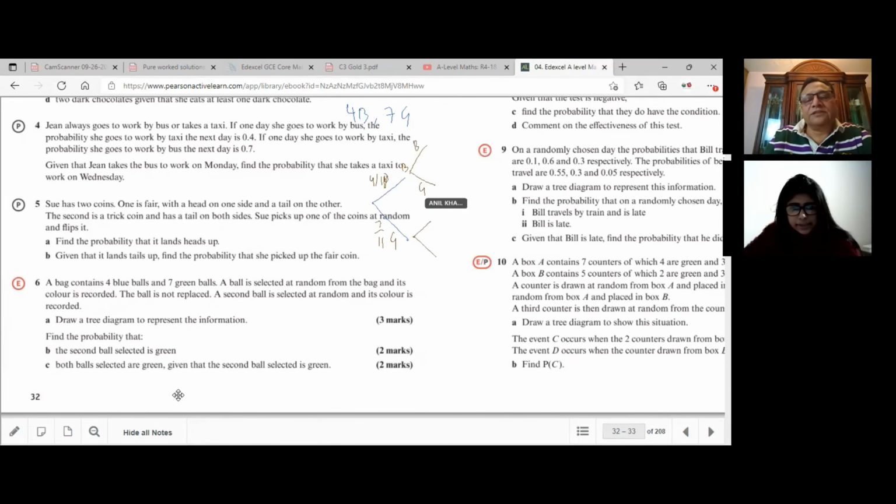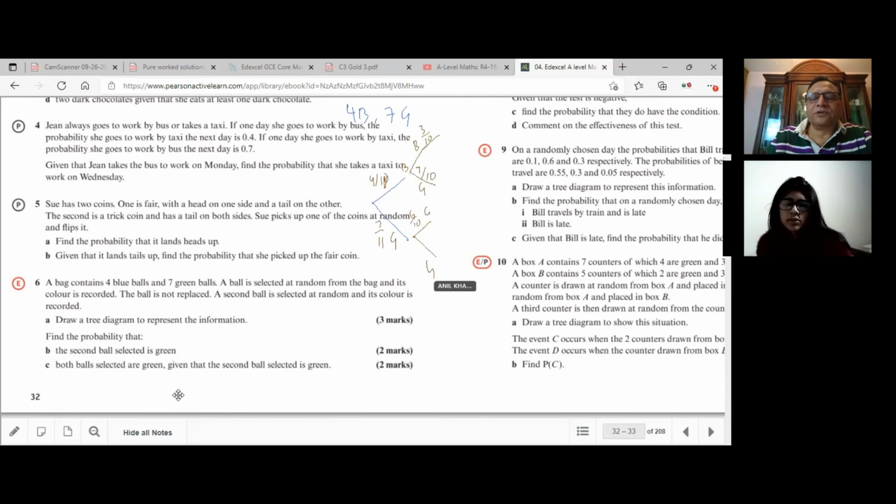In the first case, since you picked up a blue, you now have only 3 blues. So this is 3 over 10 because one ball is reduced. The other would be 7 over 10 because that hasn't changed. And in this case, you picked up a green, and therefore one green is less, so 6 over 10.